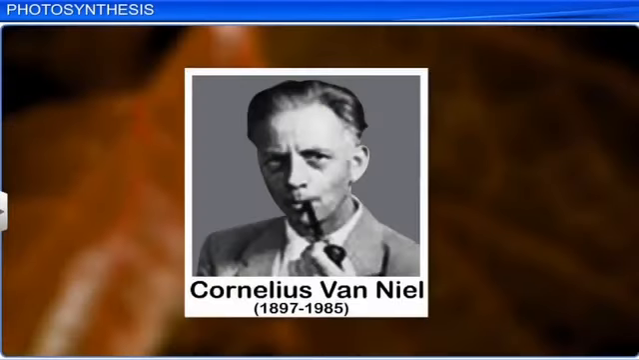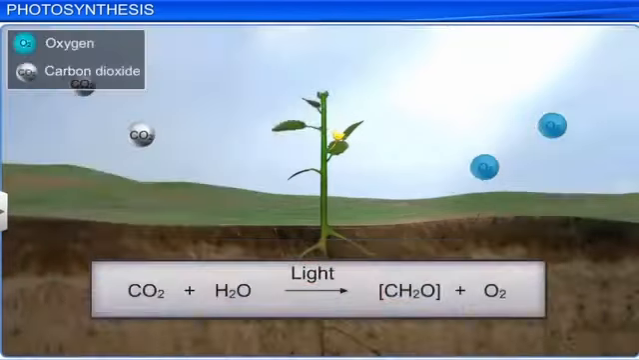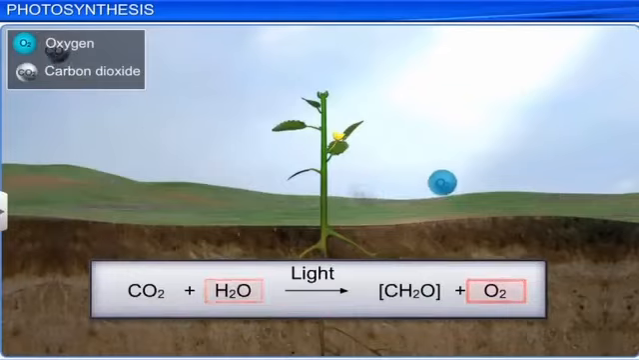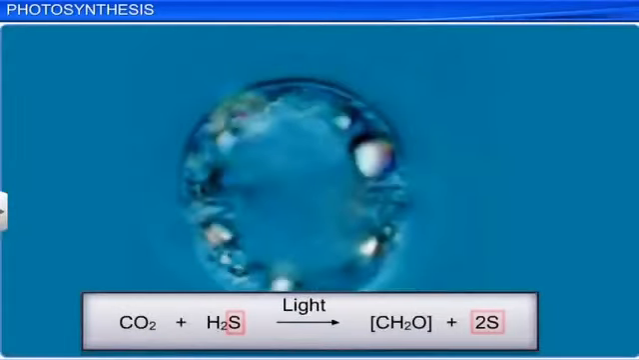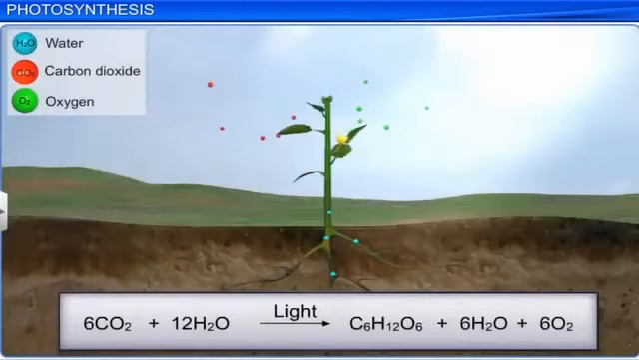Cornelius van Niel found that photosynthesis is a light-dependent reaction in which a hydrogen atom reduces carbon dioxide to form carbohydrates. He also inferred that H2O is the hydrogen donor which is oxidized to O2. He came to this conclusion when his experiments with sulfur bacteria released sulfur instead of O2. In that case, H2S was the donor and not water. This was later proved by radioisotopic techniques. This is how the final equation of photosynthesis was derived.